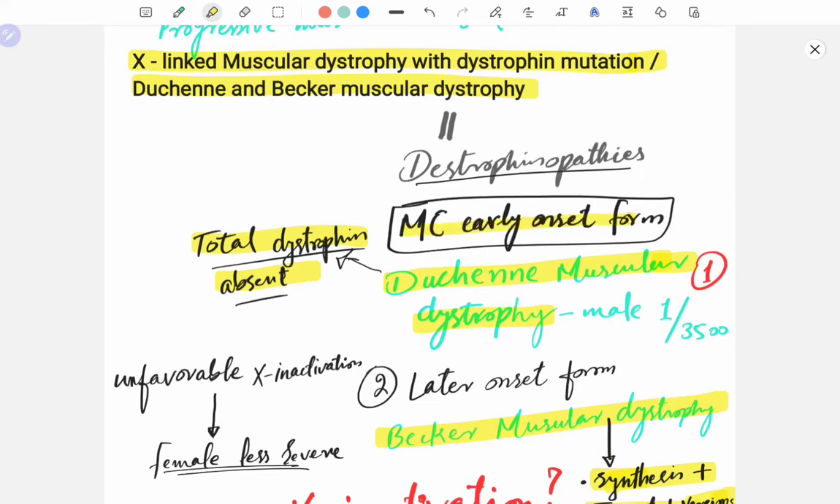The most common early onset form of the muscular dystrophies is Duchenne's muscular dystrophy. In the male, the incidence is 1 in 3,500. And you can see this is a total dystrophin absence. There's a total absence of the dystrophin protein.